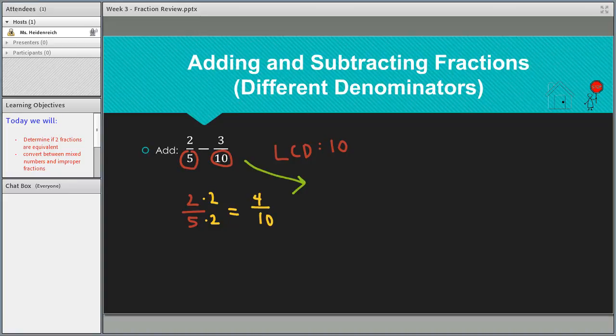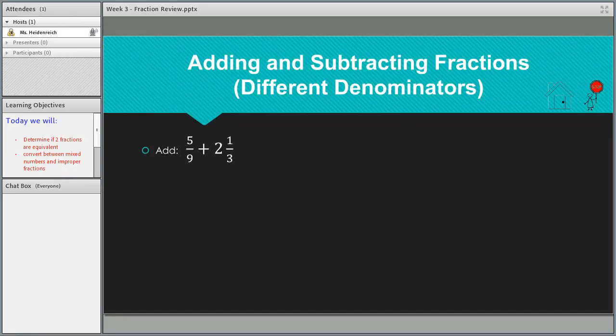So rewriting our problem, we have 4 over 10 for the first fraction, and we're subtracting 3 over 10. And then remember that now that we have the same denominator, we can keep that denominator, and we do 4 minus 3, which is 1, and then we get 10 again for our denominator. So that's the final answer here.